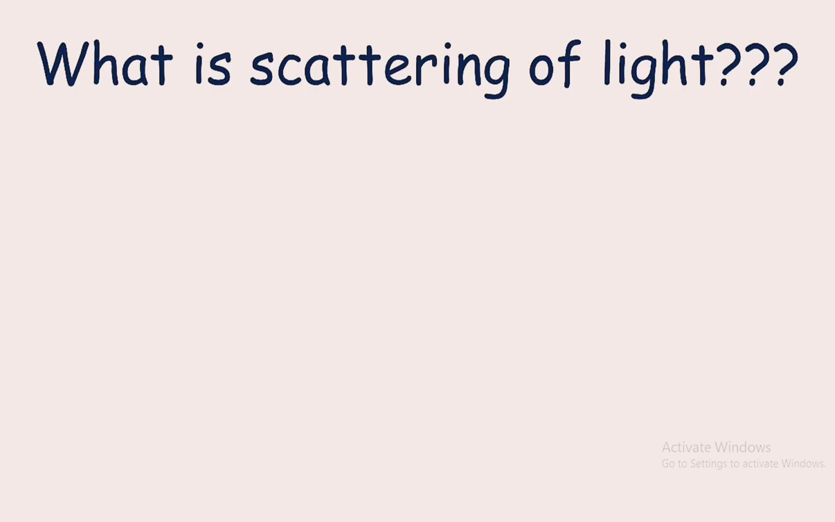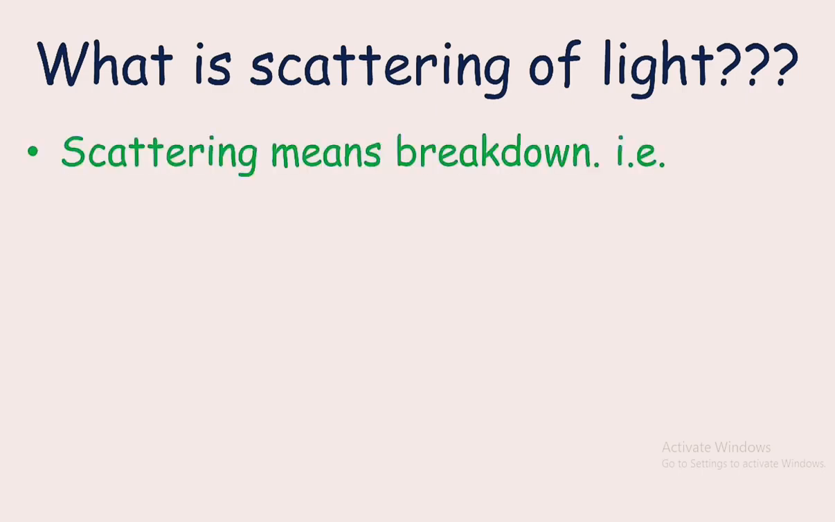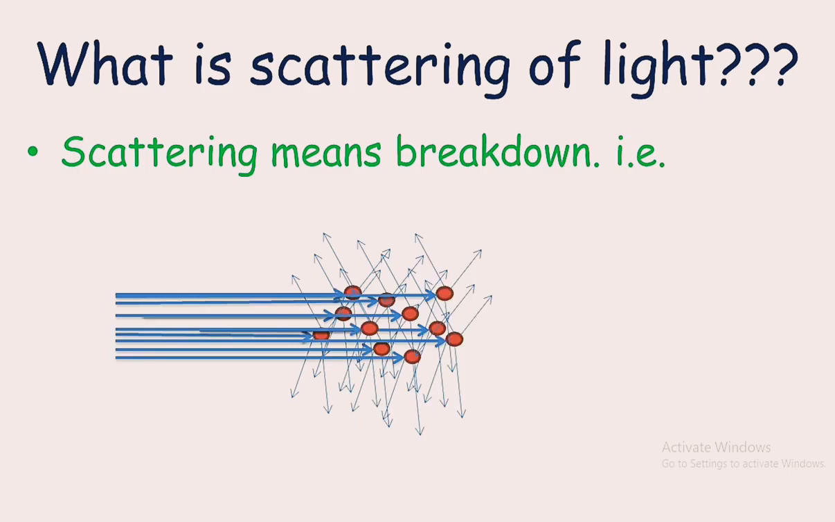Now, what is scattering of light? Scattering means spreading after breakdown. That is, when a beam of light or a ray of light strikes a particle of colloidal size, it will break down into smaller rays and spread in the surroundings.